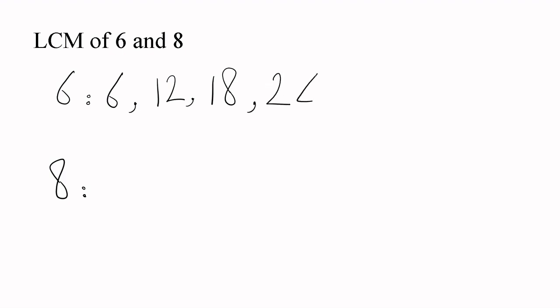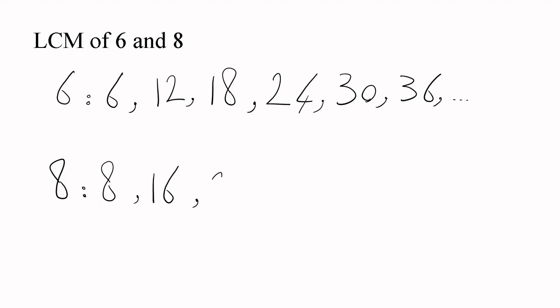Now I want to write LCM of 6 and 8 with the bad method that I just introduced to you. 6 times 1, 6. 6 times 2, 12. 6 times 3, 18. 6 times 4, 24. 6 times 5, 30. 6 times 6, 36. And so on. For 8, 8 times 1, 8. 8 times 2, 16. 8 times 3, 24. 8 times 4, 32. 8 times 5, 40.